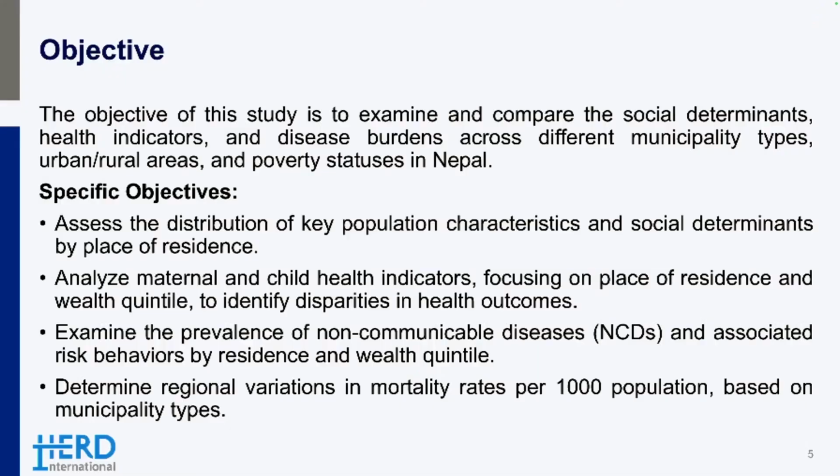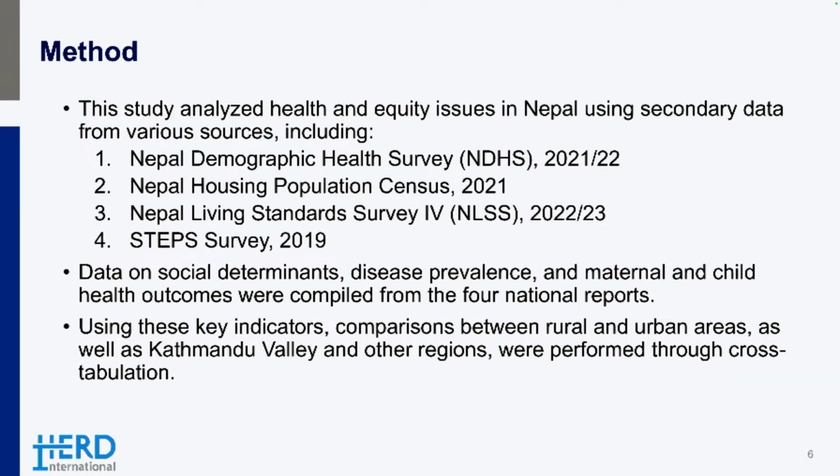The main objective of this study is to examine and compare the social determinants, health indicators, and disease burden across different municipalities, municipality types, urban areas, and poverty statuses in Nepal. We did a secondary data analysis and used all 4 national reports, namely Nepal Demographic Health Survey, Nepal Housing Population Census, Nepal Living Standard Survey, and STEP Survey. The data on social determinants, disease prevalence, and maternal child health outcomes were compiled from the 4 national reports, and then cross-tabulation was done to compare between rural and urban areas, as well as Kathmandu Valley and other regions.